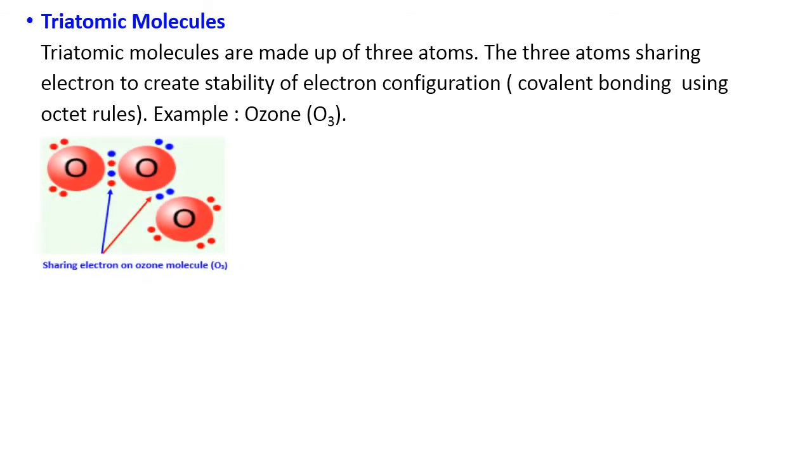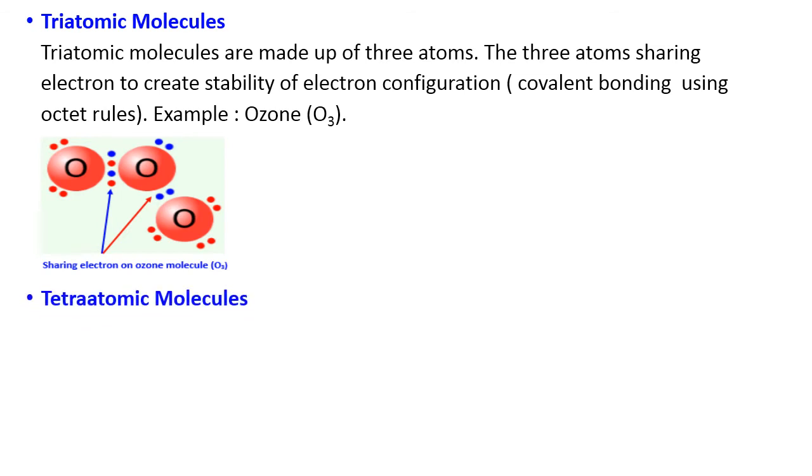Here we can see the formation of the ozone molecule O3. At the left side, shown by the blue arrow, there are four electrons sharing to obey the octet rule. And at the right side, shown by the red arrow, there are two electrons sharing to obey the octet rule.